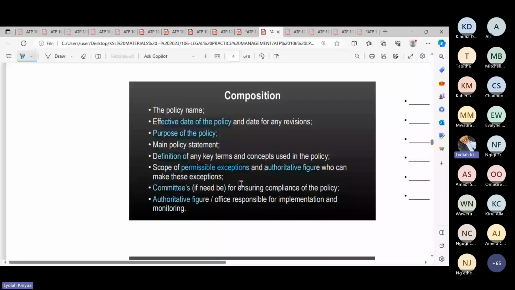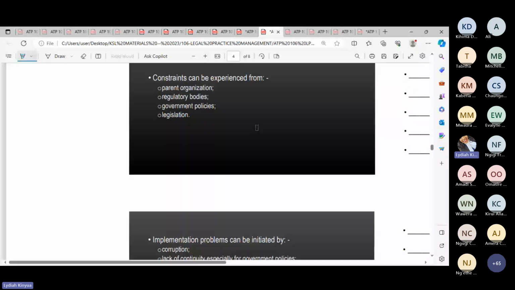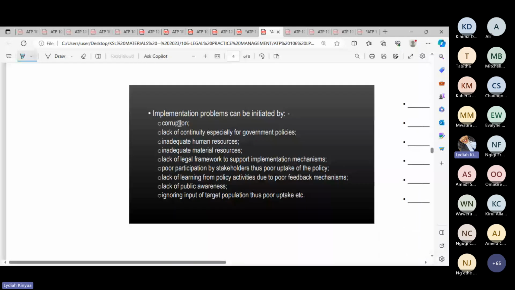If it's a sexual harassment policy, you provide a mode of reporting. Policy implementation challenges: number one, people could actually not be very receptive. The parent organization, especially where a branch is making the policy, could actually not be receptive. Then regulatory bodies, government policies, legislation, corruption, inadequate human resource, inadequate materials, such things.